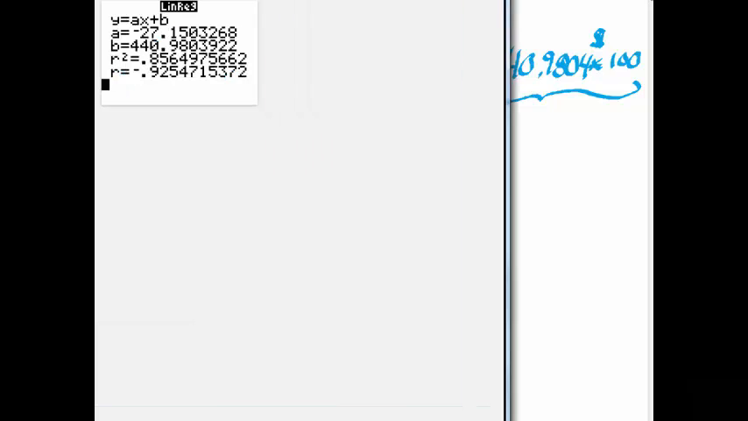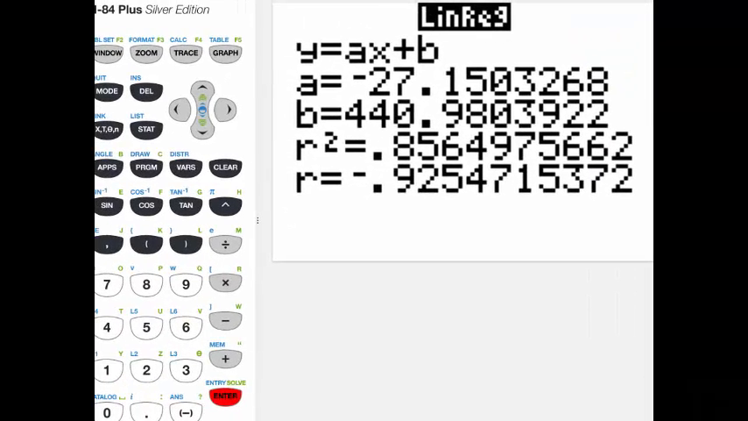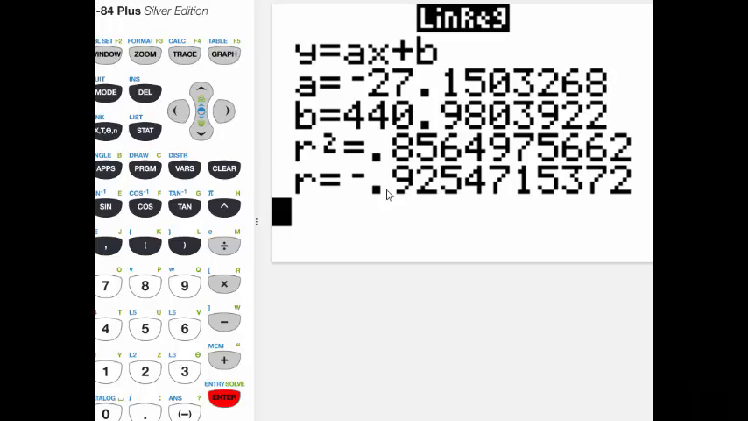All right, real good. And what's my R value? My R value there is negative 0.92547. Okay, so it's pretty good, fairly close to -1. And remember, your R value and your slope will always have the same sign. They're both negative. But R, like I said, is pretty close to 1 in magnitude, which indicates that the clustering of the data points is fairly linear.